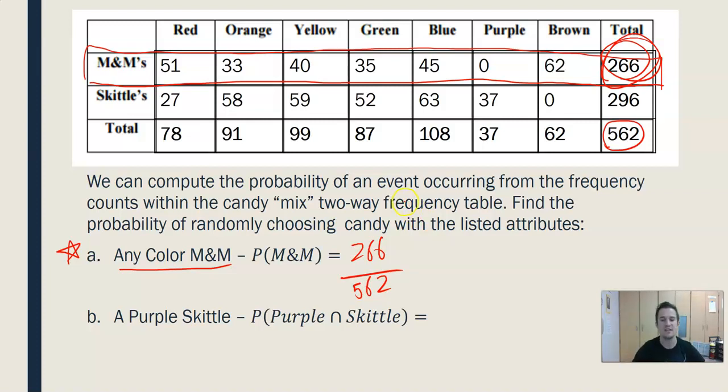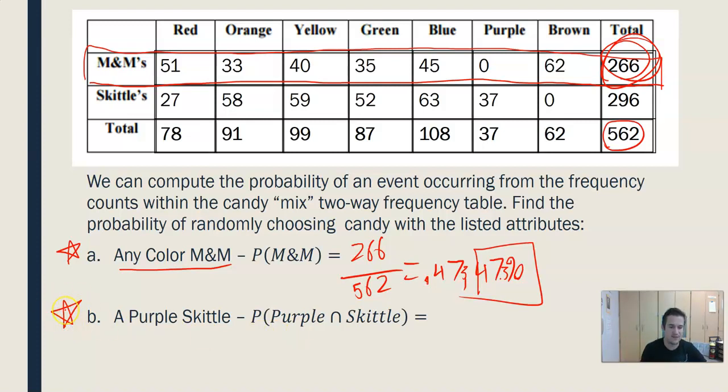Well, there are 266 total M&Ms. So 266 divided by 562, I'm not going to worry about reducing that fraction. But 266 divided by 562 is 0.47, or about 47%. If you wanted to go a couple more decimal places, it would be 47.3%. So almost a 50% chance, about a 47% chance that when you draw a piece of candy out of this big tub, it's going to be an M&M.